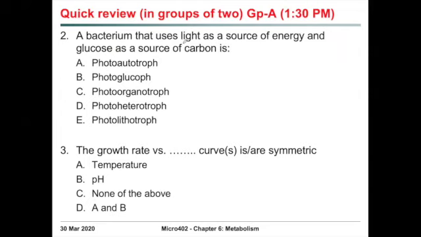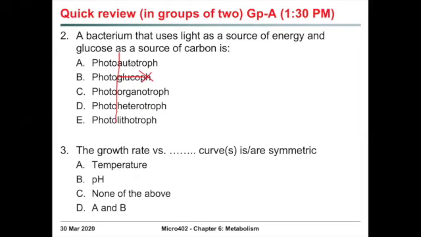A bacterium that uses light as a source of energy, it's a photo something. They're all photo, so we didn't gain anything. I need more information. And glucose as a source of carbon. Is it phototroph, photoglucose? Of course there is no such thing as photoglucose. That's a word I made up. It doesn't exist.